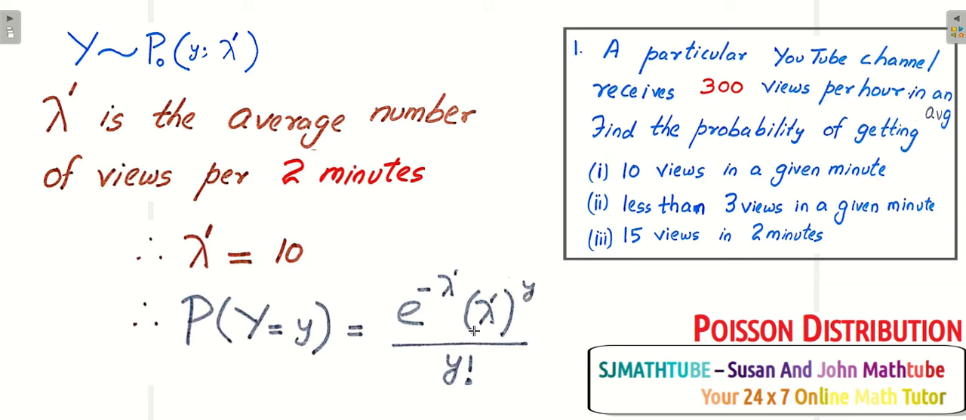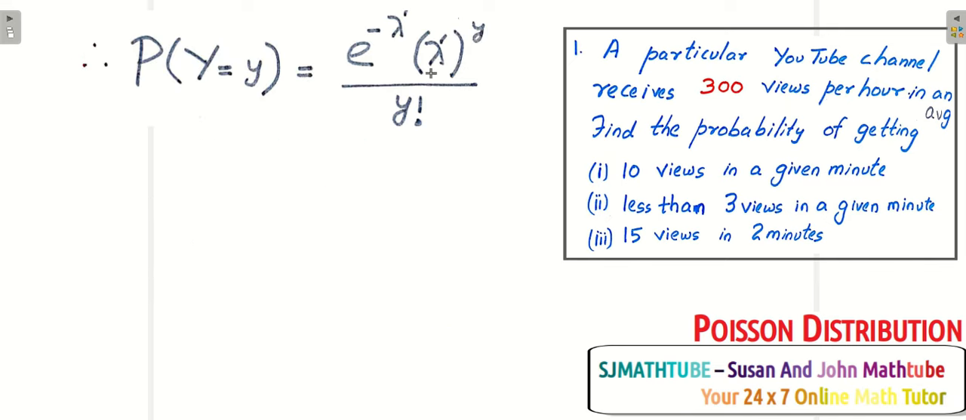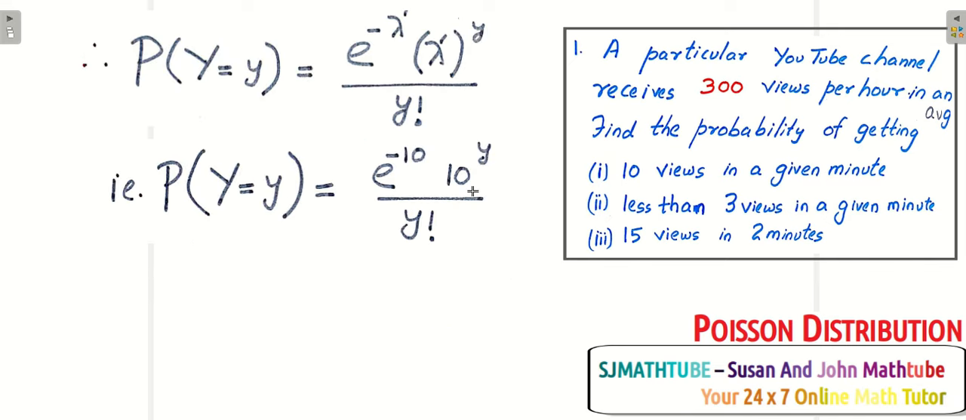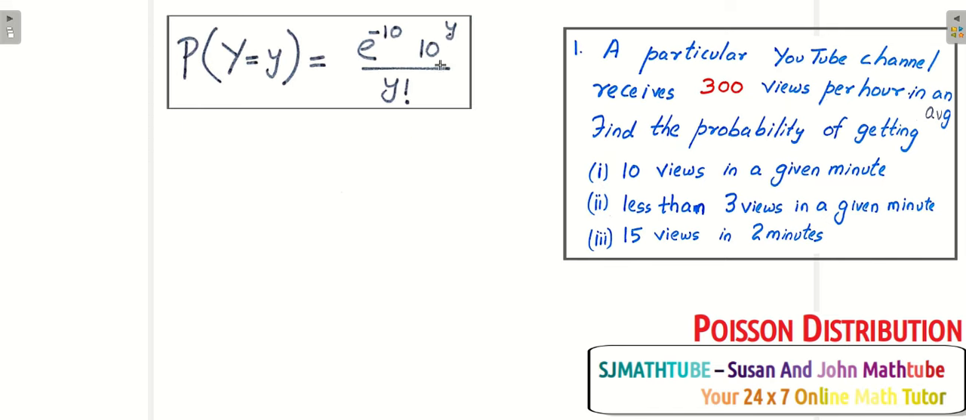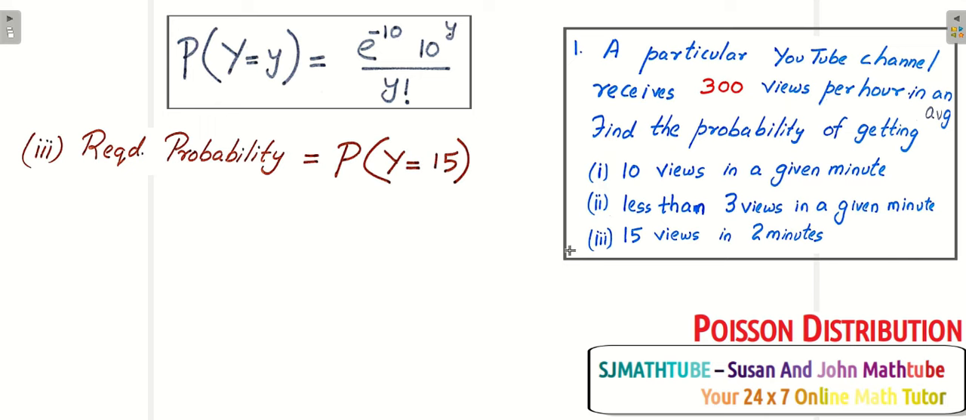And so we have this formula, and I'm going to substitute the value of lambda dash, and that makes it 10 to the power y. Okay, that's it. Now we are ready for the last part. So remember, Y stands for the number of views per 2 minutes. So the last probability is probability of capital Y is equal to 15. And that's it. Now plug in the values, use a calculator and check.